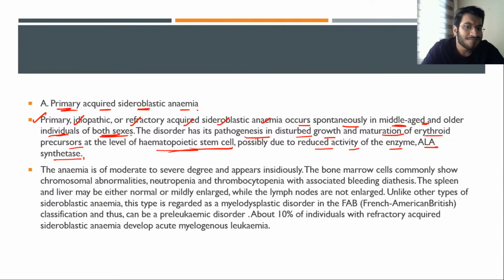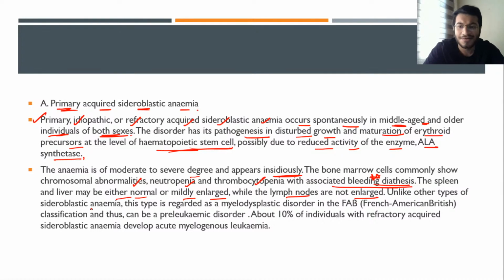The anemia is of moderate to severe degree and appears insidiously. The bone marrow cells commonly show chromosomal abnormalities, neutropenia, thrombocytopenia with associated bleeding diathesis. The spleen and the liver may be either normal or mildly enlarged, while the lymph nodes are not enlarged, right?